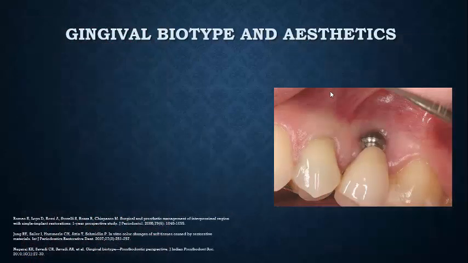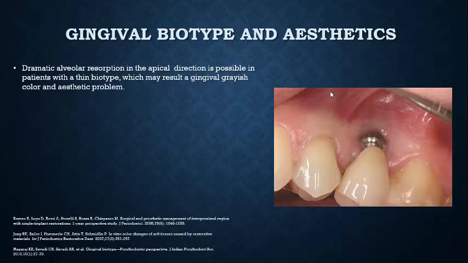Now, gingival biotype and aesthetics. Of course, when we have a thin biotype, we may end up with an aesthetic problem after we restore this implant. So dramatic alveolar resorption in the apical direction is possible in patients with a thin biotype, which may result in gingival grayish color and aesthetic problem.